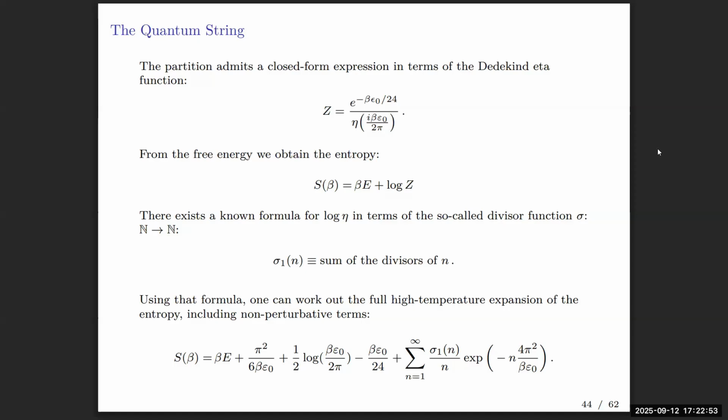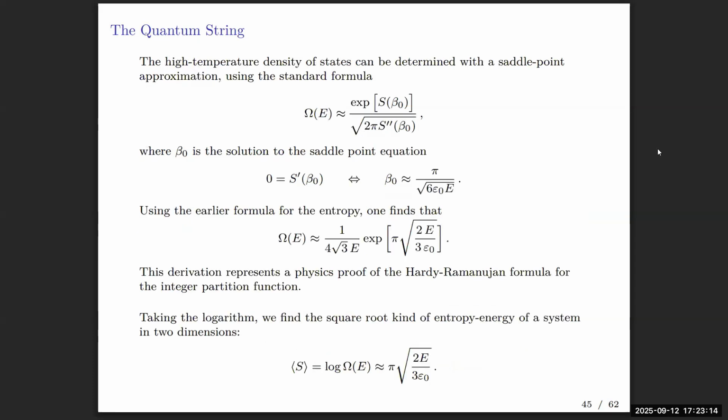The upshot is that if we want to look at the high temperature behavior, you can work out an expansion, but you can actually work it out to all orders, including non-perturbative corrections where beta sits in the denominator. So this is just an exact mathematical identity for the entropy that you get for this system. Now, to get the density of states at high temperature, you can perform a saddle point approximation. This is quite a standard technique. You plug in the solution to the saddle point equation that you get from differentiating the entropy once.